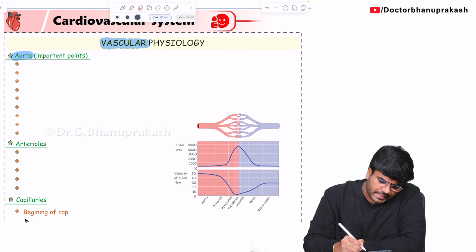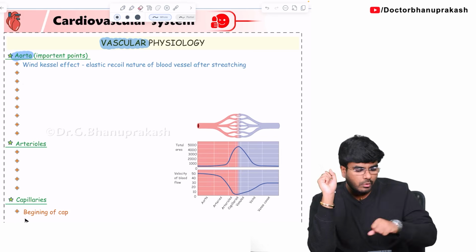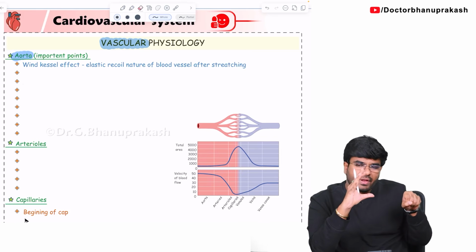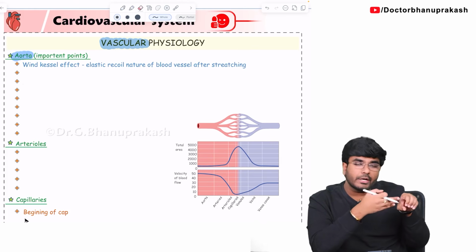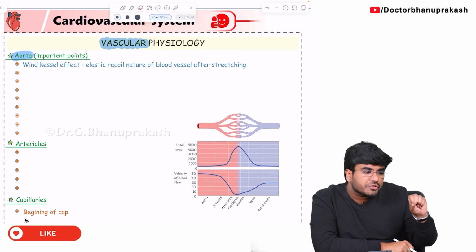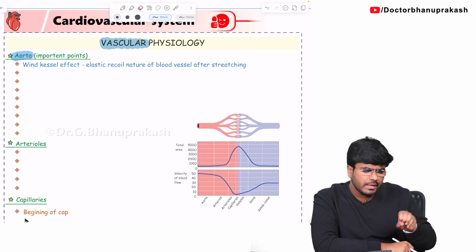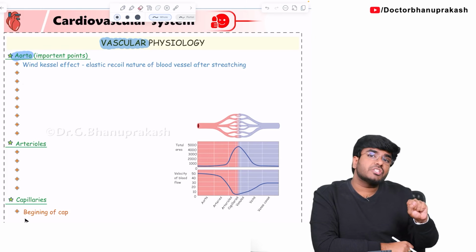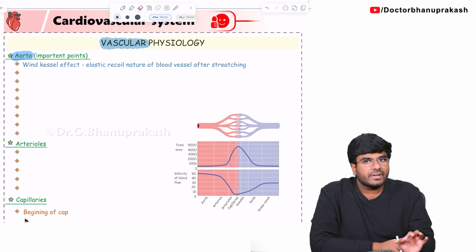Now, you'll be having a doubt: what exactly does the Wind-Kessel effect mean? It's the elastic recoil nature of a blood vessel. Imagine here is the left ventricle. Whenever the left ventricle contracts, 70 ml of blood, the stroke volume, enters the aorta. To accommodate this blood, the aorta stretches. After stretching, the aorta recoils back, squeezing so that it pushes the blood forward. That stretching and recoiling nature of a blood vessel is called the Wind-Kessel effect. And it is maximum for which blood vessel?